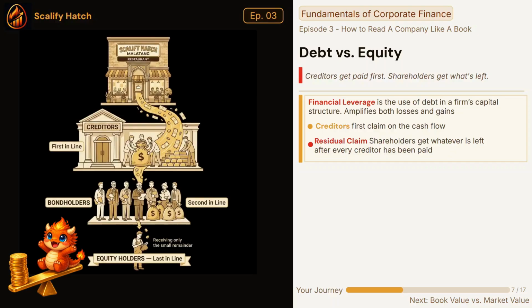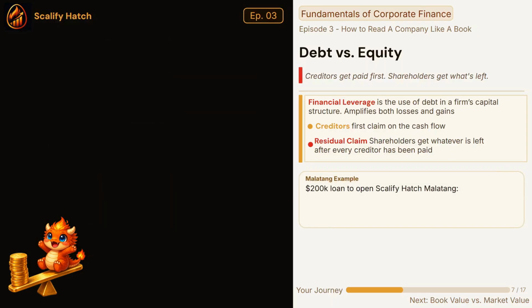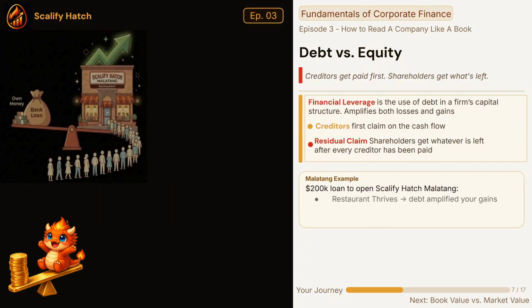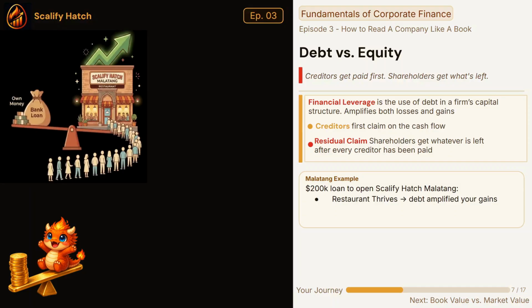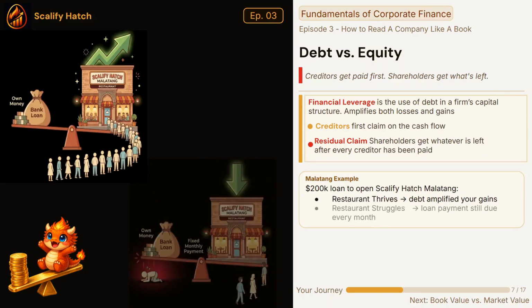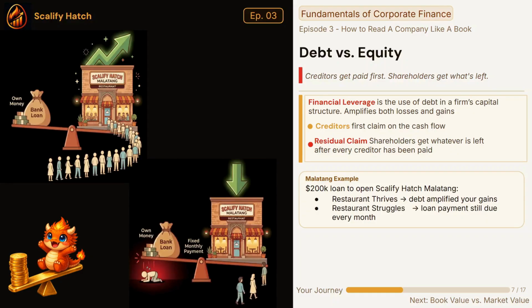For example, our Malatang restaurant took out a $200,000 bank loan to open. If the restaurant does well, we have lines out the door, catering gigs, regulars coming back. That borrowed money helped us build something far bigger than our own savings could have funded. That amplified our gains. But if the restaurant struggles, including slow months, unexpected costs, a bad winter, that loan payment is still due every single month, whether or not a single customer walks through the door. Now the debt is actually amplifying our losses.